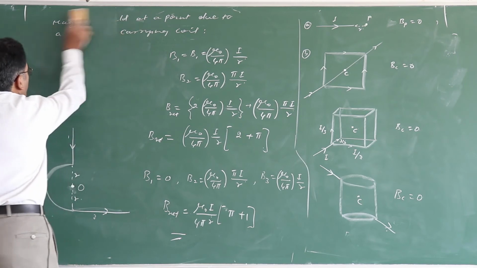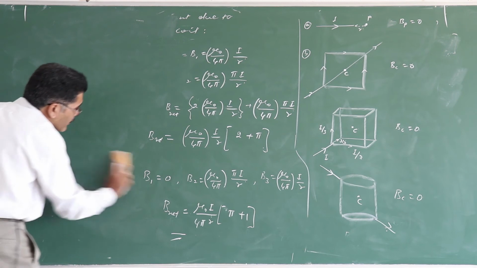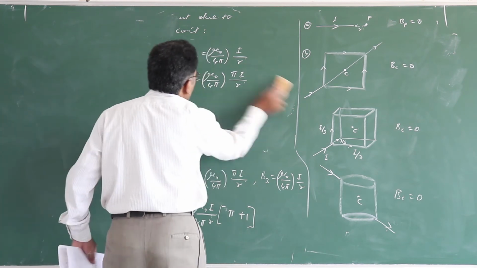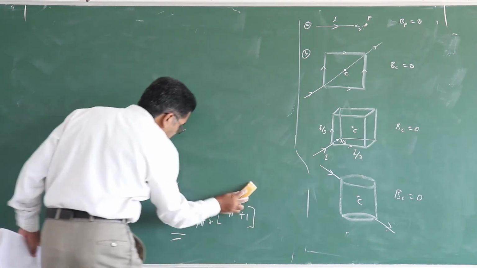So now we shall move on to magnetic field due to a current carrying solenoid. Magnetic field at a point due to a current carrying solenoid.